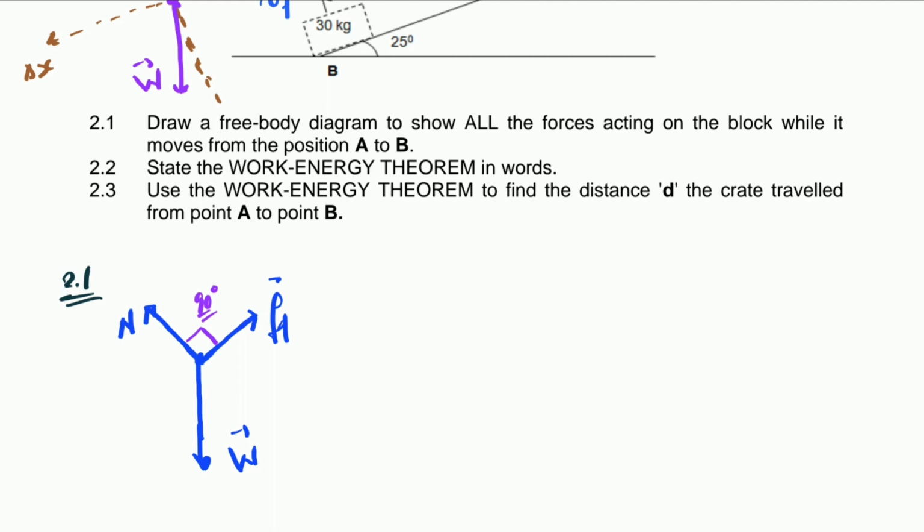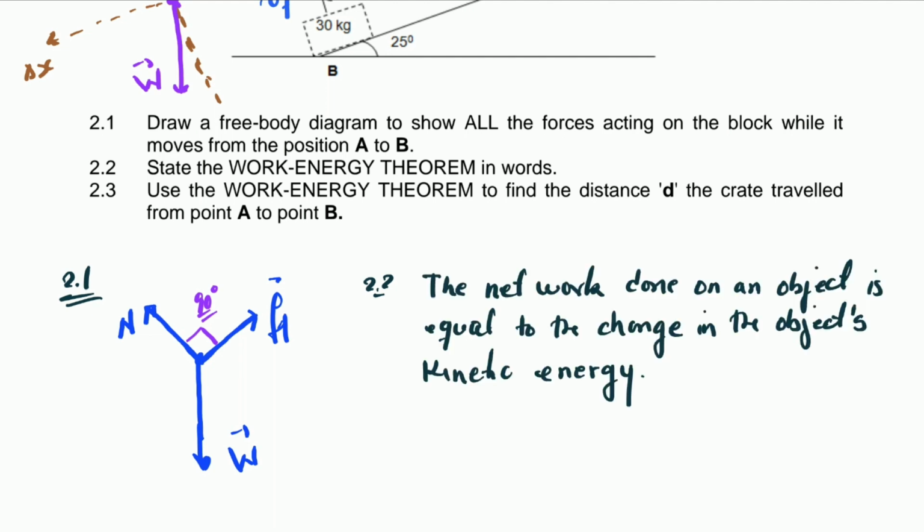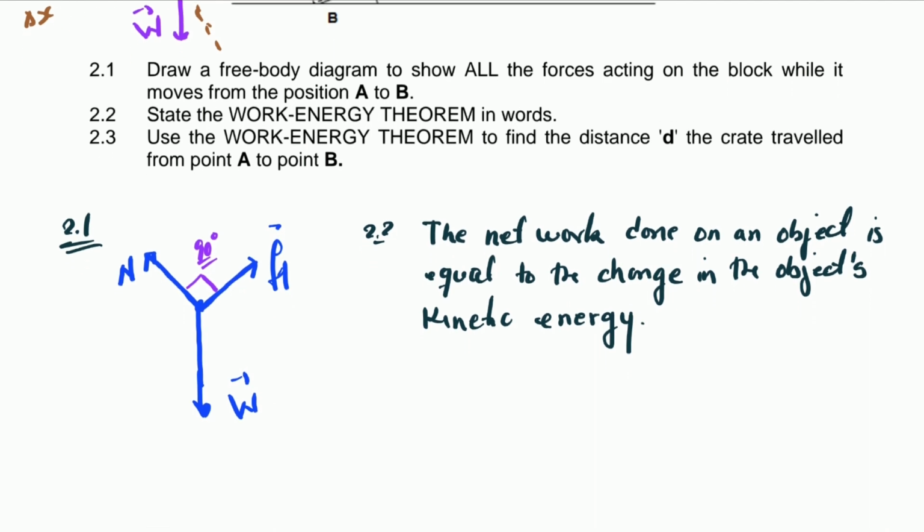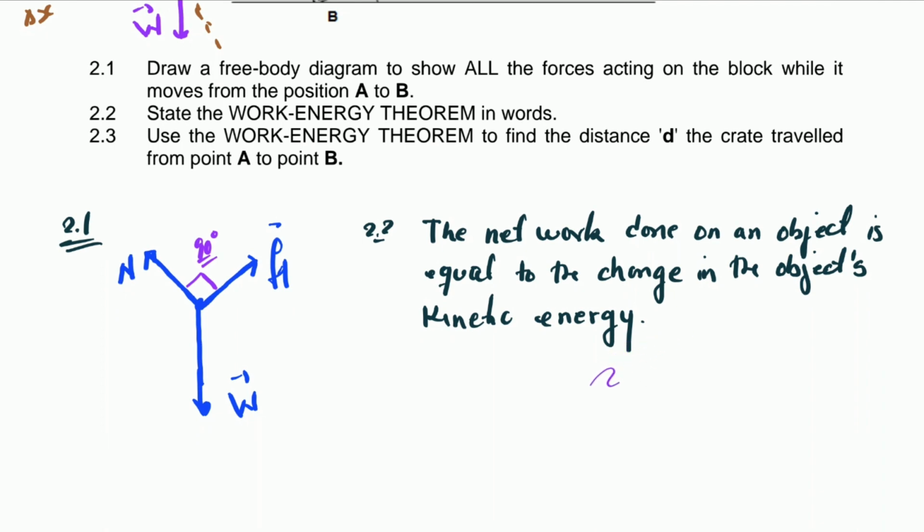Question 2.2, state the work energy theorem in words. Work energy theorem in words. And this theorem states that the net work done on an object is equal to the change in the object's kinetic energy. You have to do it in words, but the symbol is here. We just used it in the previous question. Is equal to the change in kinetic energy. It's going to be given in the exams, in the formulas. Please go and use it.